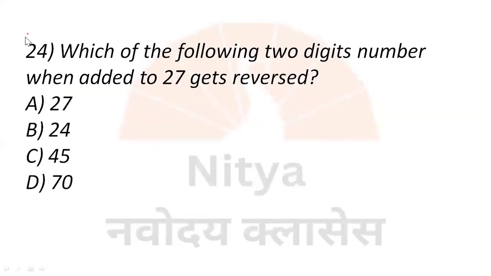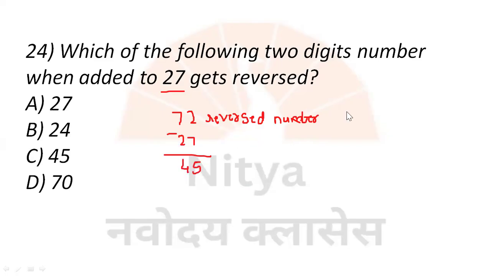24. Which of the following two digits number when added to 27 gets reversed? Okay, 27 gets reversed. It means 72. It is a reversed number. Okay, the original number is 27. So what we have to find is which of the following two digits number when added to 27 gets reversed. When we subtract 72 minus 27, we get 45.